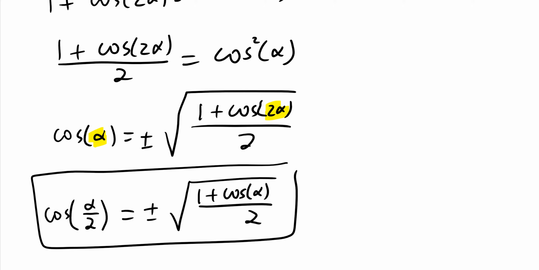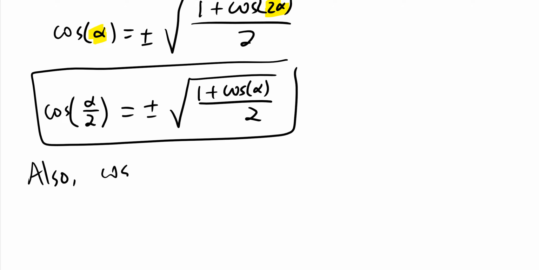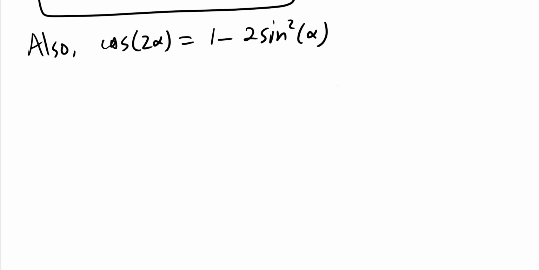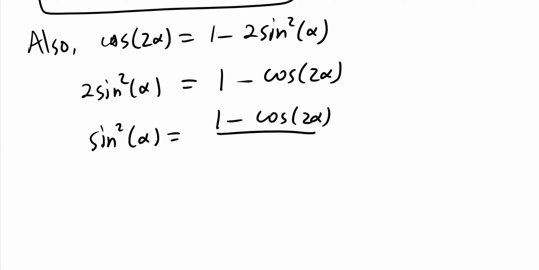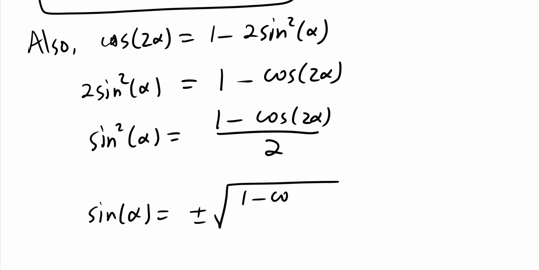Can we find one for sine? Yes, same way. We can go back to the double angle formula for cosine. It's 1 minus 2 sine squared alpha. I need to solve for sine squared alpha first. So I'm going to add 2 sine squared alpha to both sides and then subtract cosine 2 alpha. Then divide by 2. So sine squared alpha is 1 minus cosine 2 alpha all over 2. Then sine alpha is plus or minus the square root of that. We need to divide the angles by 2. So sine alpha over 2 is plus or minus the square root of 1 minus cosine, and dividing 2 alpha by 2 gives me alpha, all over 2. So this is the half angle formula for sine.